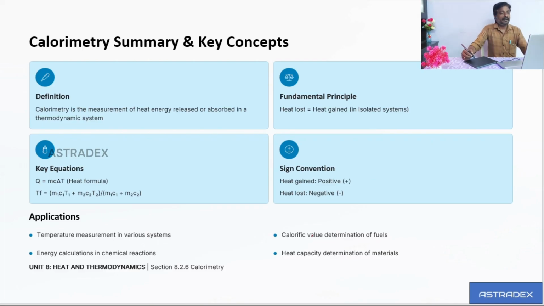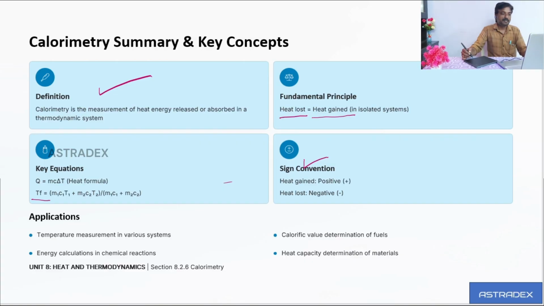The next one is the summary. Calorimetry, summary and concepts. First of all, the definition is given. Calorimetry is the measurement of the heat energy released or absorbed in a thermodynamic system. And the final Tf equation we derived is given. And the fundamental principle we already discussed is that heat loss will be equal to heat gain. By the sign convention, heat gain is taken as positive and heat loss as negative. That is given in the next one.